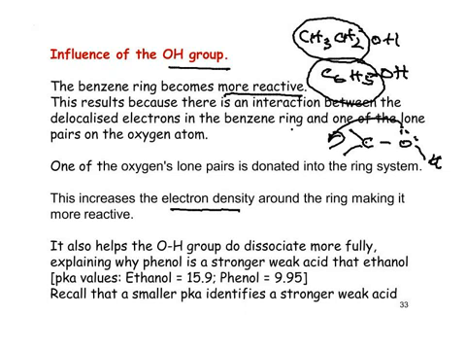It also helps the OH group to dissociate more. Now, an alcohol can have acidic properties as a result of a weak dissociation where we get RO- plus H+, and the more this OH bond breaks, the more H+ you'll get, and the stronger it will be as a weak acid. So it also helps the OH group to dissociate more fully, explaining why phenol is a stronger weak acid than ethanol. We can use pKa values to compare the acid strength. The bigger the Ka, the stronger the weak acid is, but when we turn from Ka to pKa, which is the negative log of the Ka, it's the other way around. A smaller pKa value indicates a stronger weak acid, and phenol has a smaller pKa value than ethanol, and that indicates to us as chemists that it is a stronger weak acid.